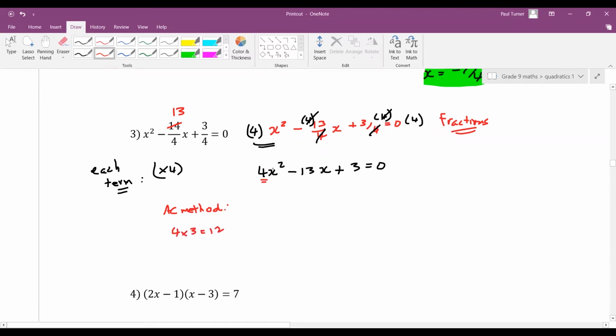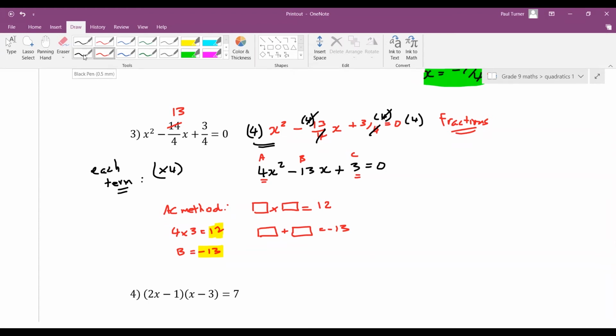Which is 12. So I'm multiplying the first number and the last number. Remember, that's A, B, C. Okay, so in this case, B is minus 13. So these are your two important numbers, 12 and minus 13. So you're looking for two numbers that when we multiply, we will get 12, and when we add, we'll get minus 13. So this is looking like it's going to be minus 1 and minus 12.